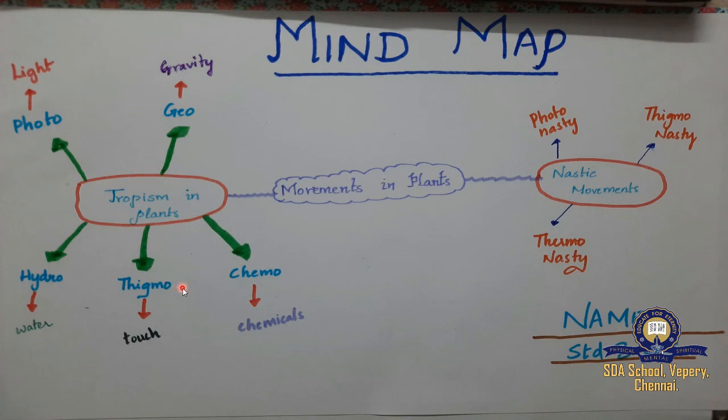Likewise, with your creativity, you can draw a beautiful and colorful mind map, and without fail, write your name, standard and section at the corner of the paper or chart, whatever you are using. Take a picture of your mind map and upload it in GCR, Google Classroom. Students, am I making it clear? Hope to see your creative and colorful mind map. Please do upload it in Google Classroom.